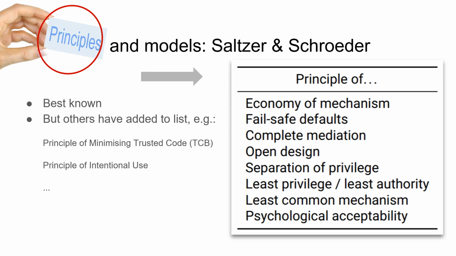And the best known set of security principles are probably the principles by Salzer and Schroeder from the 1970s already. And the principles are things like economy of mechanism, fail-safe defaults, complete mediation, open design, separation of privilege, least privilege, least common mechanism, and psychological acceptability. Now, all of them are important. We can't discuss all of them in great detail.